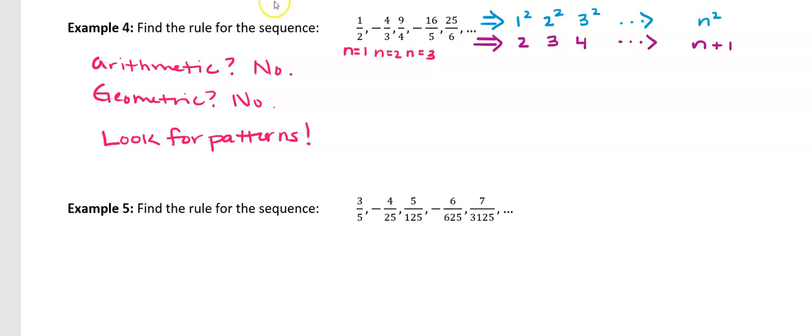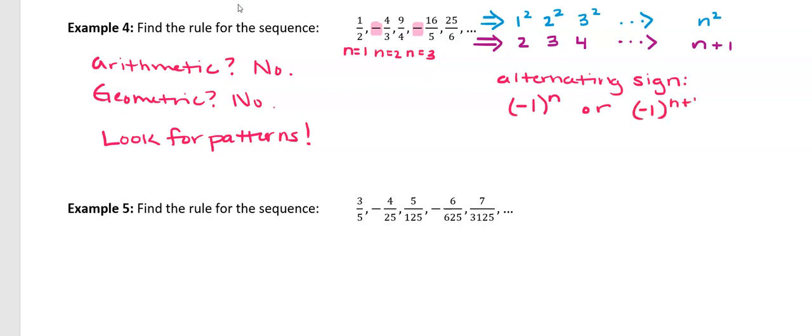But there is something that we're missing in this. We have alternating signs. So our first term is positive, our second term is negative, our third term is positive, our fourth term is negative. So there is a way to work with that. Whenever you see something that's alternating sign, you have two choices. Either negative 1 to the n, which we've actually seen before in a prior example, or negative 1 to the n plus 1.